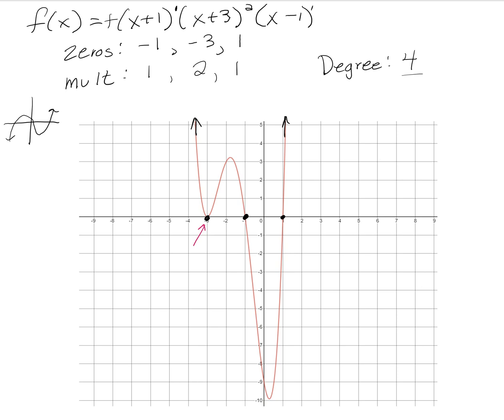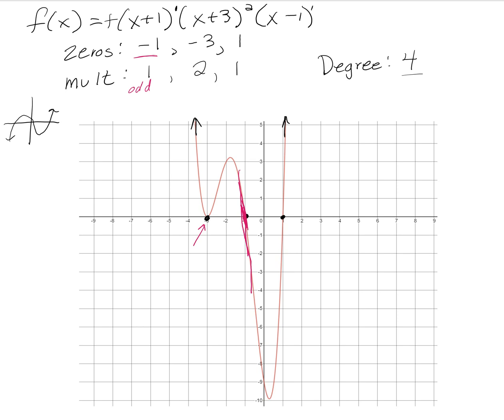If the multiplicity of the zero is odd, let's look at our zero, -1. Right here, we have the zero -1, and that's odd. So you can see that the graph actually passes all the way through that zero and continues in the same direction. It's going down, and it's continuing to go down. So if it's odd, that's what's going to happen. It's going to pass through the x-axis and continue going in that direction.